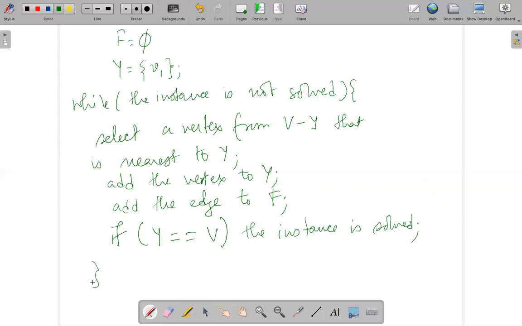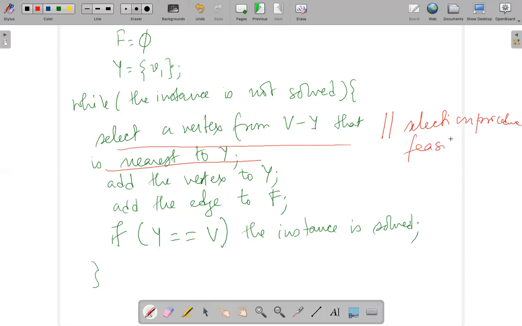So you see that here both the selection procedure and the feasibility check are a single statement check. Okay, so this statement actually does both the selection as well as the feasibility check.